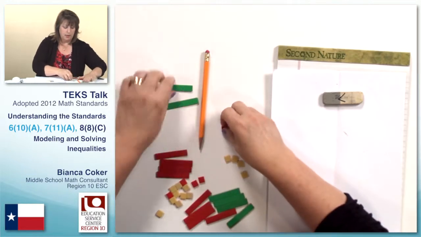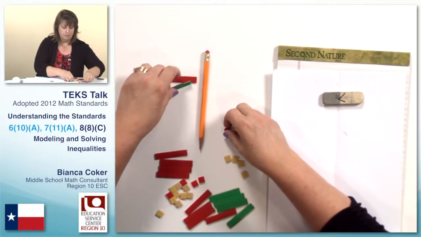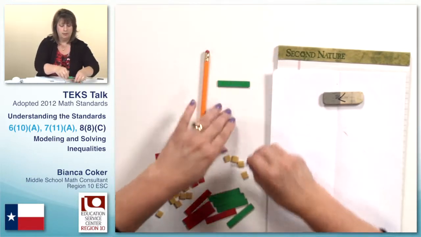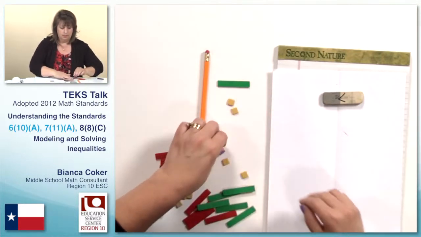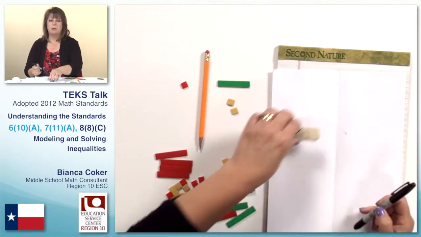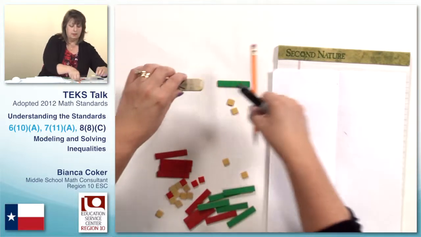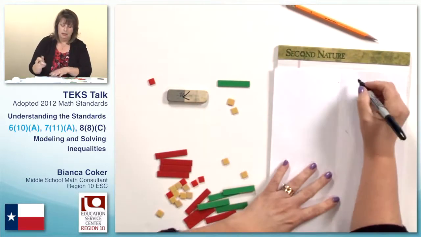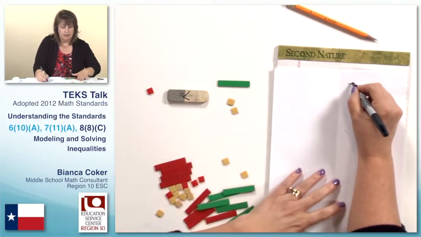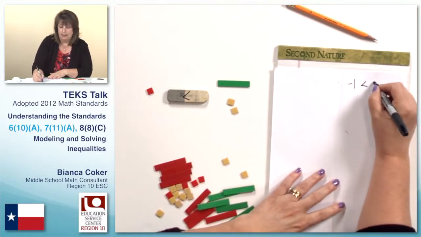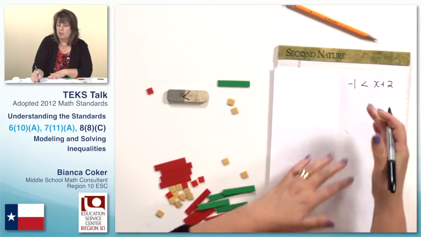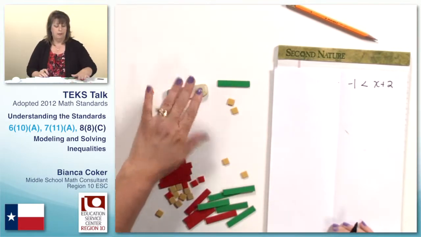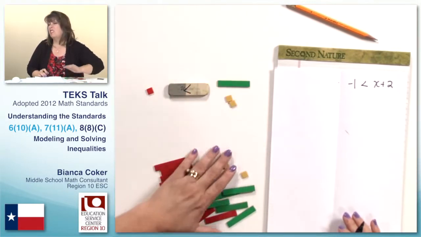Let's suppose we have x on this side plus 2 equals -1. Let's get a simple one. And instead of an equal sign, I'm going to put my less than sign. So symbolically what I have is -1 is less than x plus 2. Nice little inequality there.